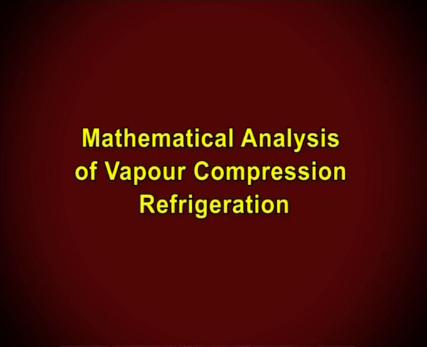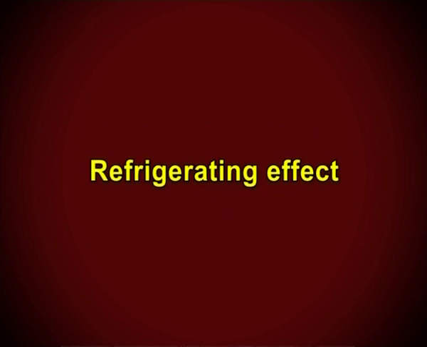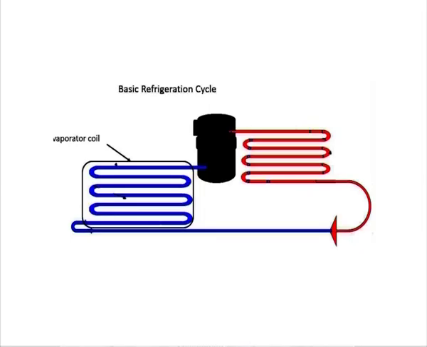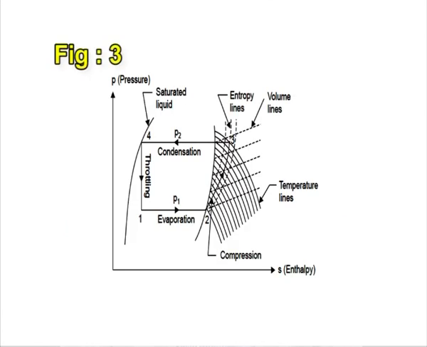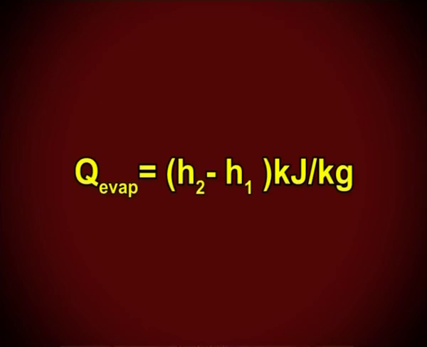2. Mathematical analysis of vapor compression refrigeration. Refrigerating effect. Refrigerating effect is the amount of heat absorbed by the refrigerant in its travel through the evaporator. In Figure 3, this effect is represented by the expression Q_evap = (h2 - h1) kJ/kg.